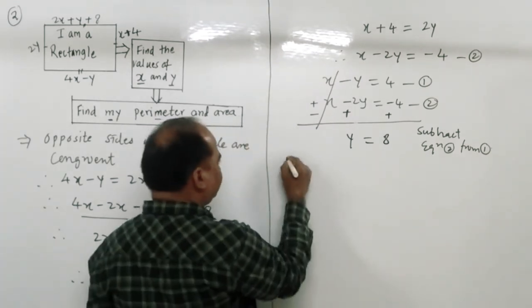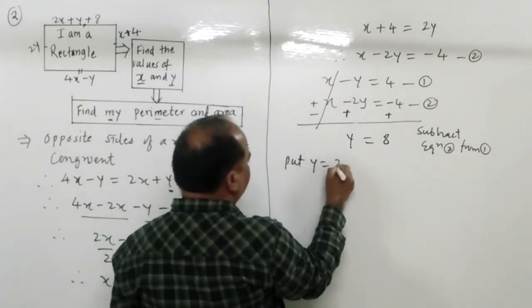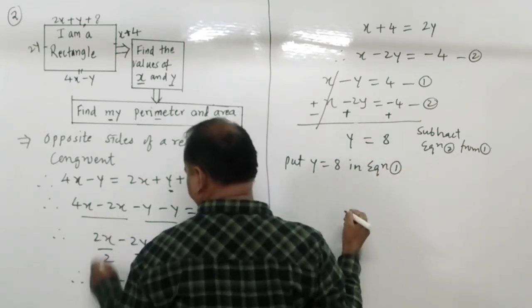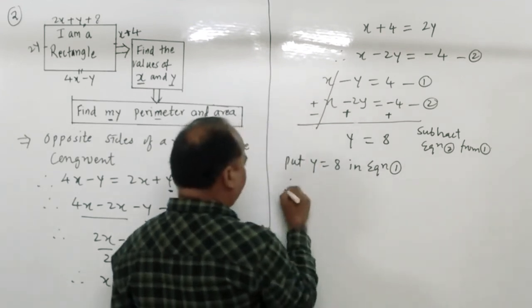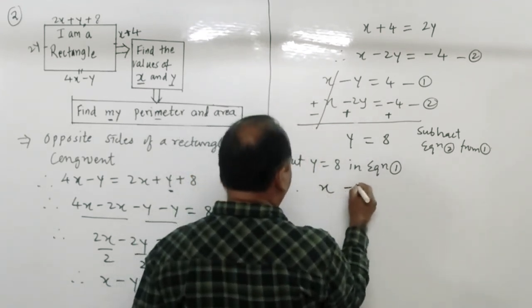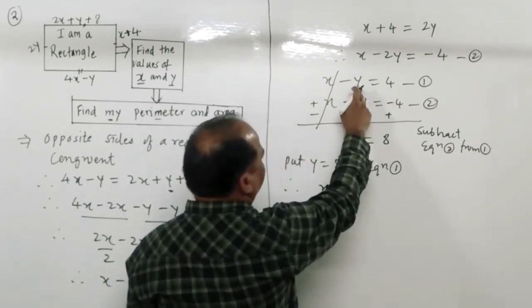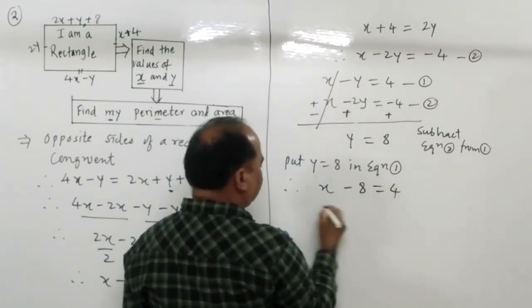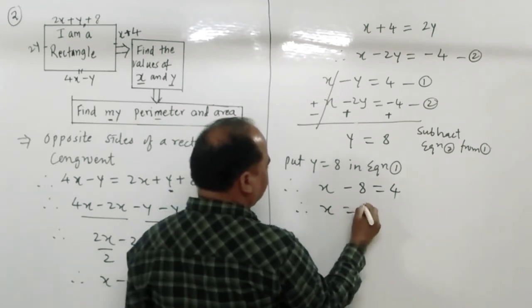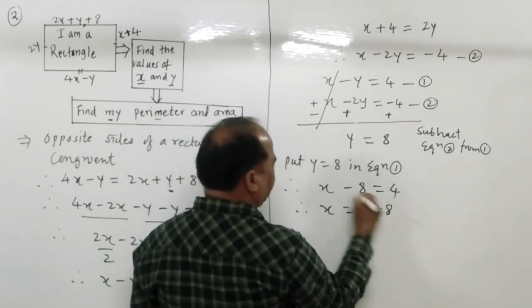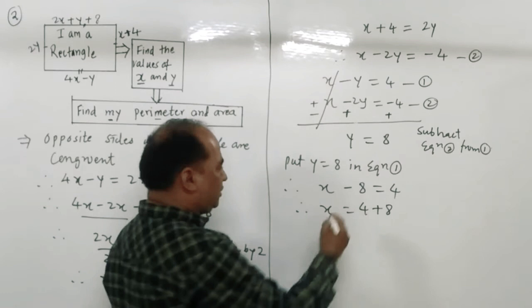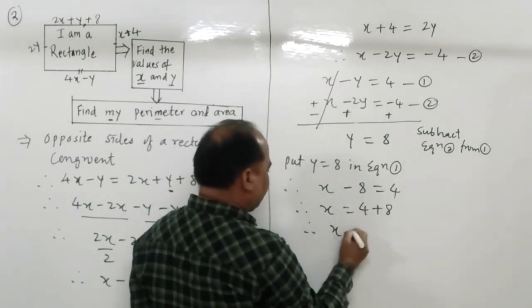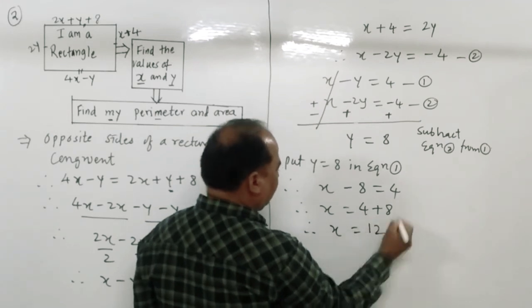So now put y is equal to 8 in equation number 1. In equation 1, y is equal to 8. Therefore, x minus y, that is x minus 8, is equal to 4. Therefore, x is equal to 4 plus 8. This minus 8 will go on the right hand side, the sign will change, it will become plus 8. Therefore, x is equal to 12.